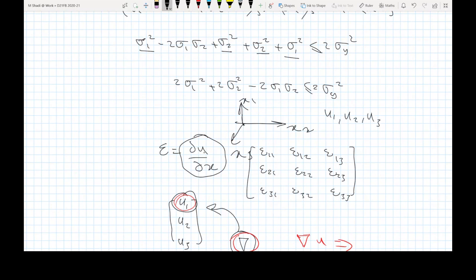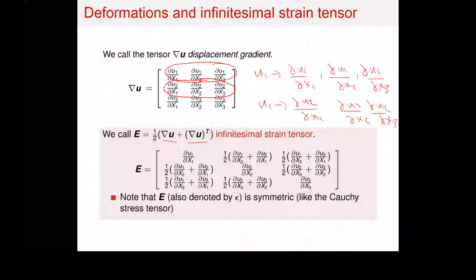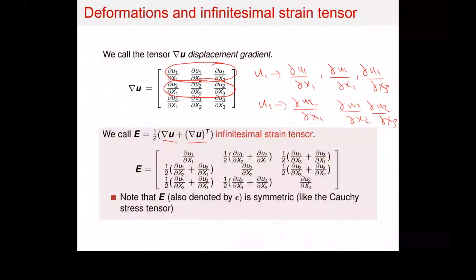So this equation would not be valid anymore. Instead, you have to use this bigger equation here. It is the derivative of u1 with respect to x1, u1 with respect to x2, u1 with respect to x3. And you get the displacement gradient. You add the displacement gradient to the transpose of the displacement gradient. You multiply with half, you get the strain tensor. This is all.